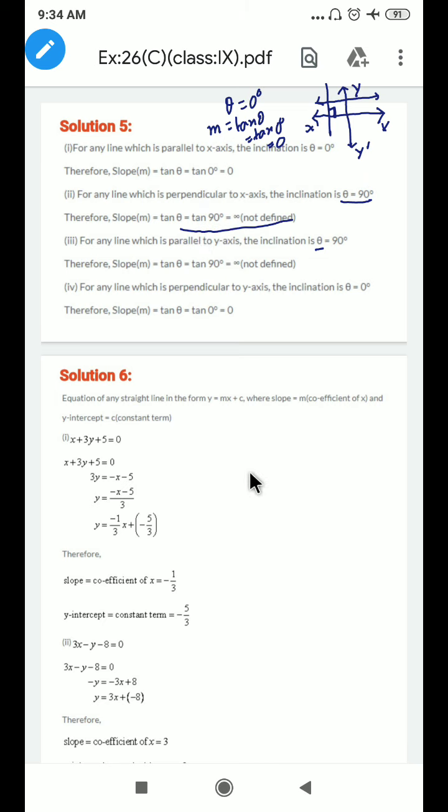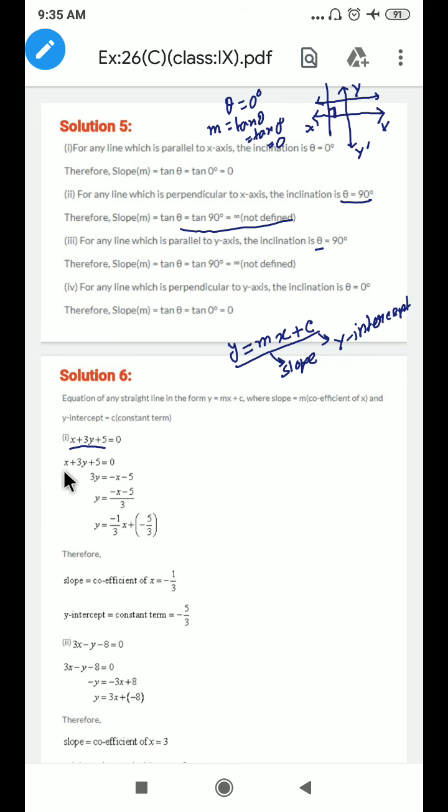Now go to question number 6. Question number 6 is given here. For each of the equations, find the slope and y-intercept. So we know that the general equation of a straight line is y equals mx plus c, that is the slope-intercept form, where m is the slope and c is the y-intercept. If I convert this equation of the line into this form, then you can easily find the value of slope and y-intercept.